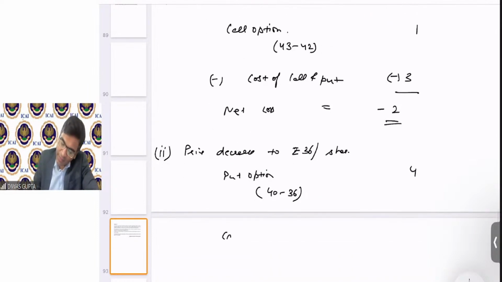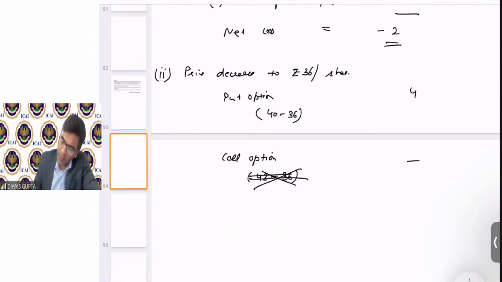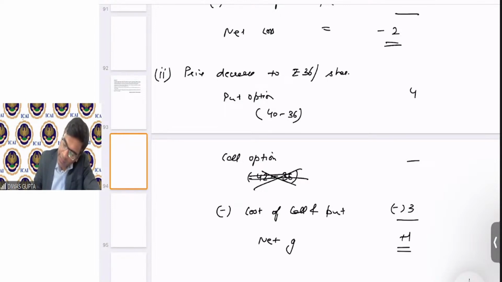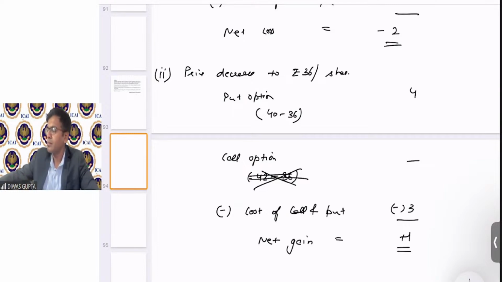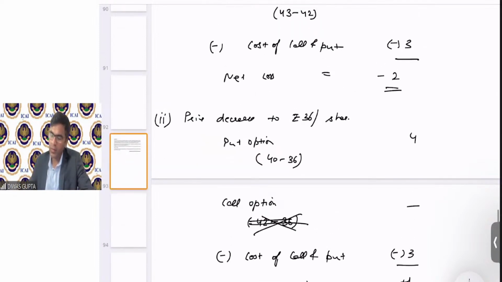Will the call option give us any benefit? Let's see: the strike price is 42 and the current price is 36. No, there will not be any benefit on the call option. Hence, the cost of call and put together is minus 3. So there will be a gain. Net gain will be plus 1, students. Okay, students, I hope this is also very simple and easy.